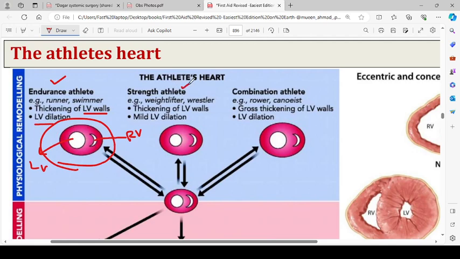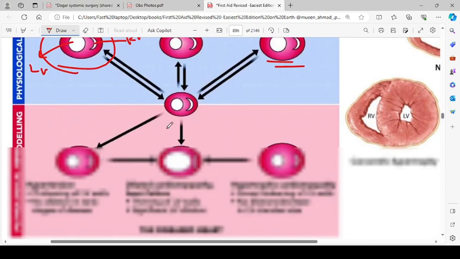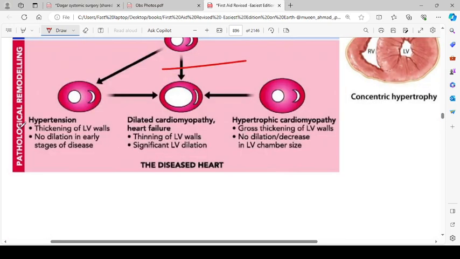In strength athletes, weightlifters or wrestlers, there is thickening of the left ventricular wall and mild left ventricular dilation. And in combination athletes like the rowers or canoeists, gross thickening of the left ventricular wall with left ventricular dilation will be seen. This is normal heart. Then we have pathological remodeling. In hypertension, thickening of the left ventricular wall and no dilation in early stages of the disease. In dilated cardiomyopathy, thinning of the left ventricular wall and significant dilation will be there.